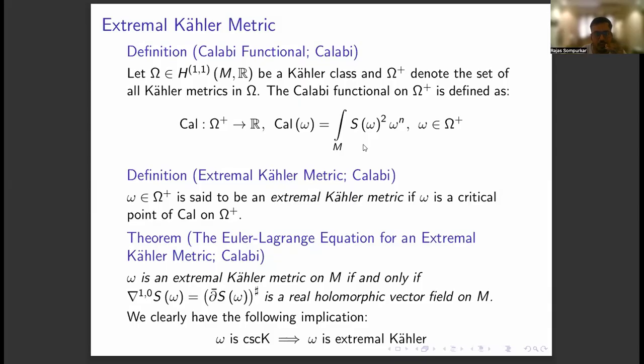Okay, the critical points of the Calabi functional are called extremal Kähler metrics. Calabi also gave an Euler-Lagrange equation which characterizes these extremal Kähler metrics. So I can maybe write down on the whiteboard what it means to say that omega is a critical point. I will write it down.